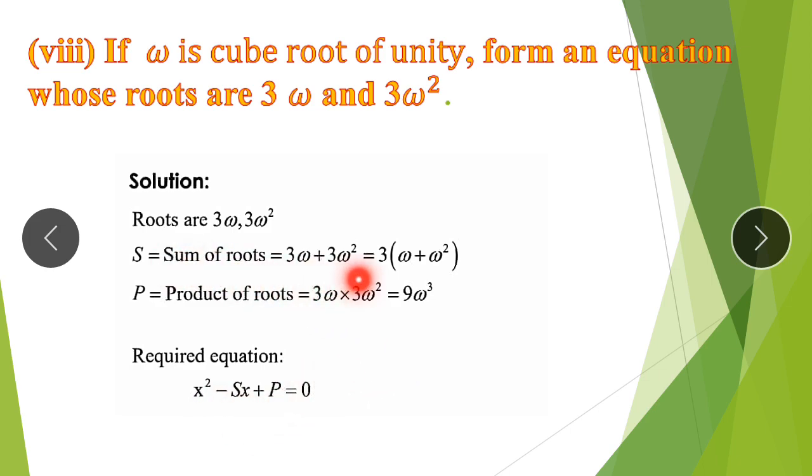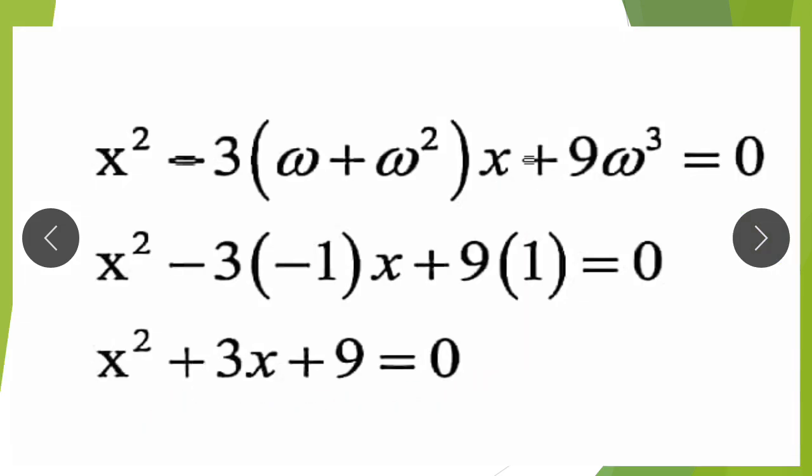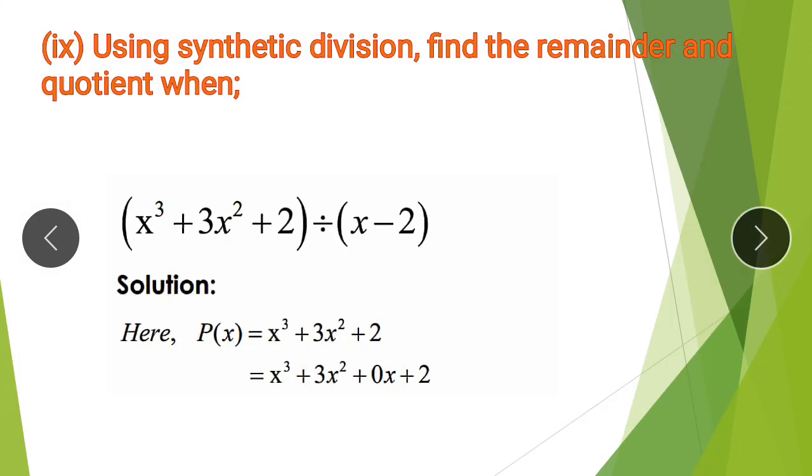So sum of the roots is 3 omega plus 3 omega square, and product of the roots is this one, 3 3s are 9. So let's put these values in this equation in order to form the equation. Omega plus omega square is equal to minus 1. Why? Because sum of the cube roots of unity is equal to 0. Omega plus omega square plus 1 is equal to 0. So when 1 is shifted to the other side, it will result in minus 1. Omega cube is equal to 1. Hence this is the required quadratic equation.